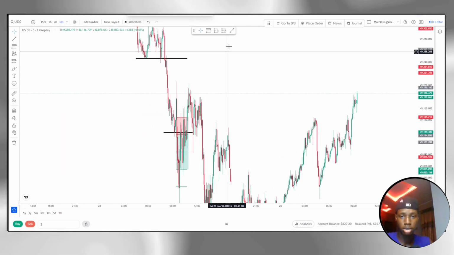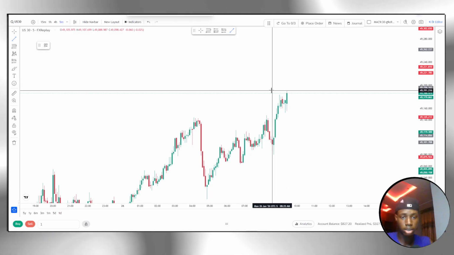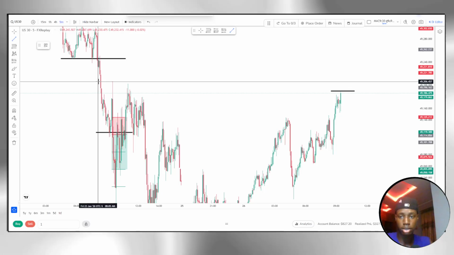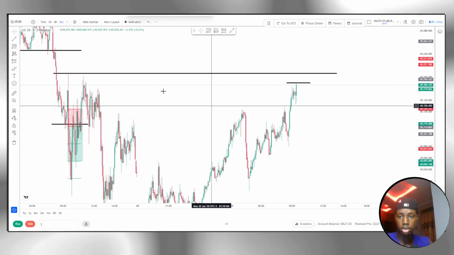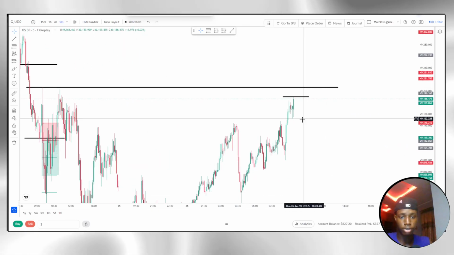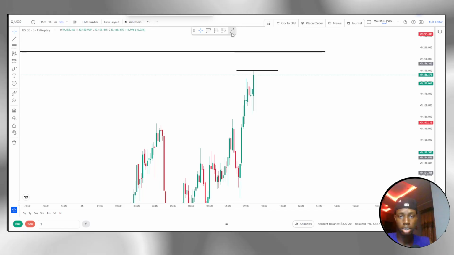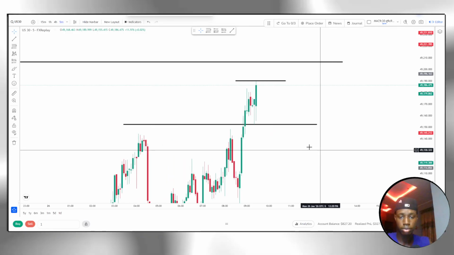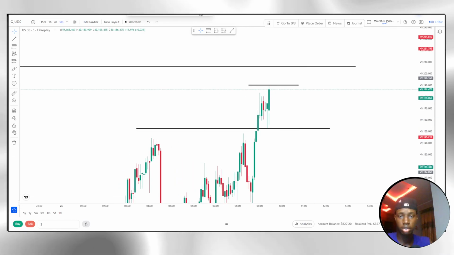Okay. So let's see. Right now we can choose this level here, or I think we can also use this level here, since you have people selling. So let's see if price can break above this level before I take a buy, and see if I can take a sell trade here.